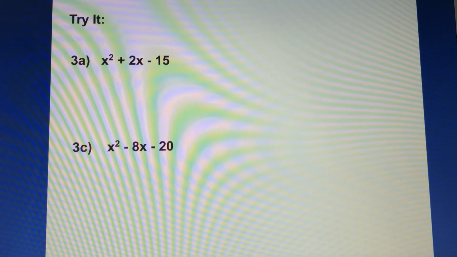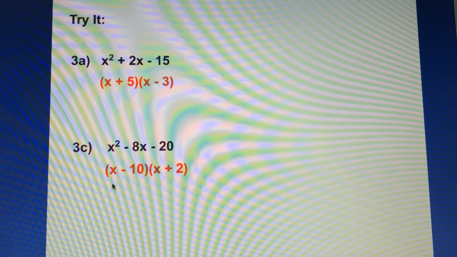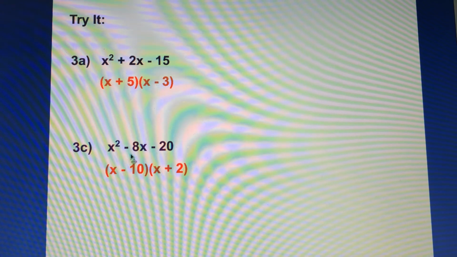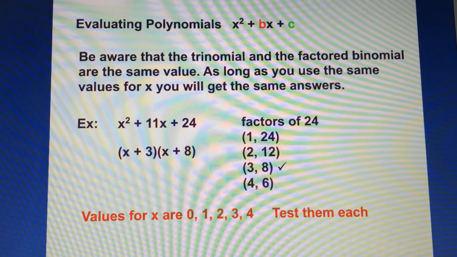Welcome back. Here we go for our answer. In the first case, 5 and negative 3. In the second, I have a negative 10 and a positive 2. Negative 10 times positive 2 is negative 20. Negative 10 plus 2 is negative 8. Again, go back and review.